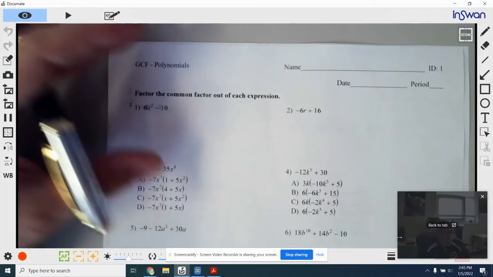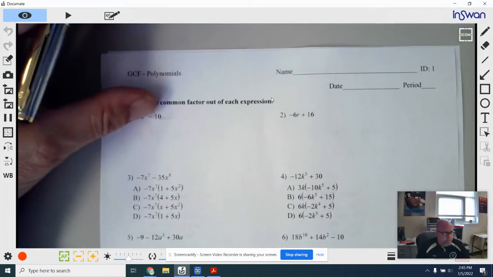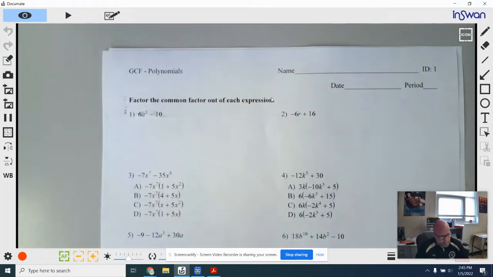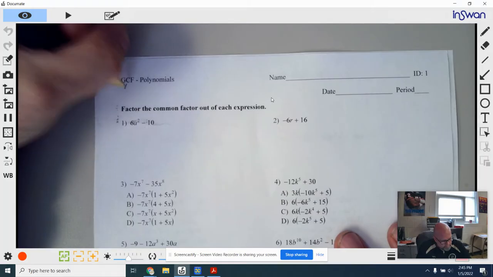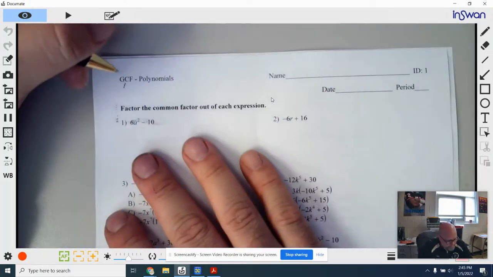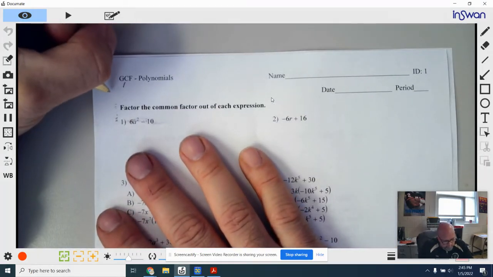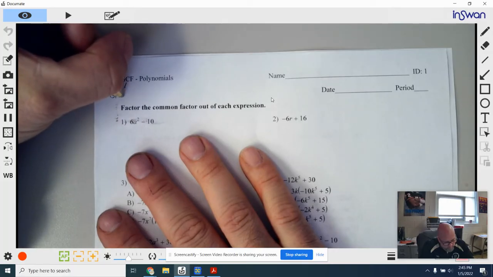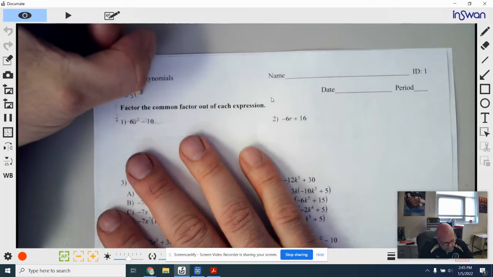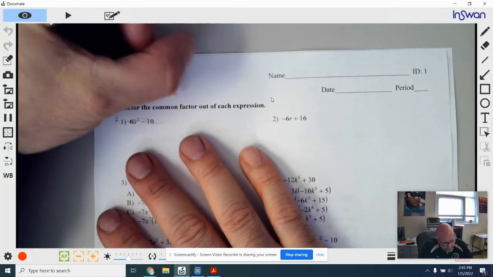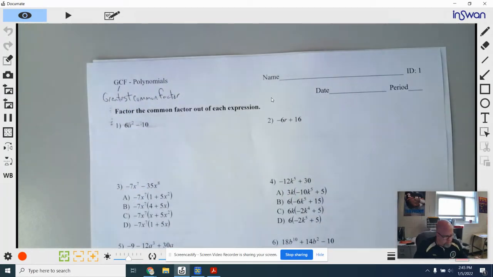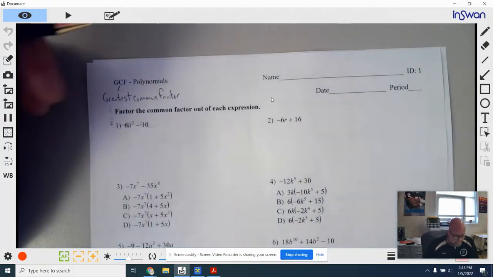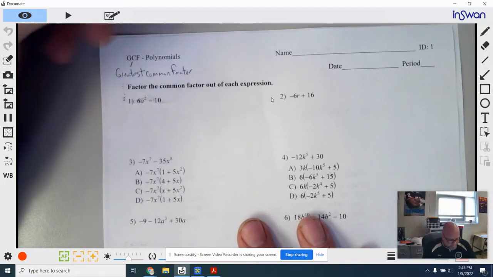All right, for today's lesson, you guys are going to need this sheet that says GCF polynomials. So GCF is a term that we've used before, mainly in like sixth grade, maybe before that, where you were talking about greatest common factor. So we're going to take that approach, but we're going to apply it to polynomials, so we're going to really have an algebraic application to it.